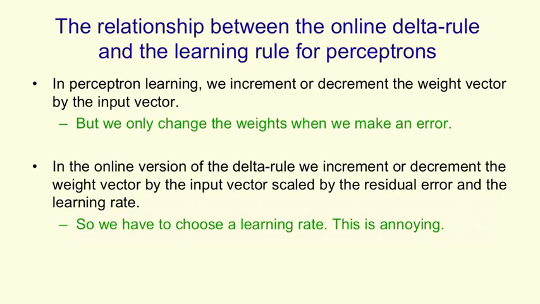One annoying thing about this is we have to choose a learning rate. If we choose a learning rate that's too big, the system will be unstable. And if we choose a learning rate that's too small, it'll take an unnecessarily long time to learn a sensible set of weights.